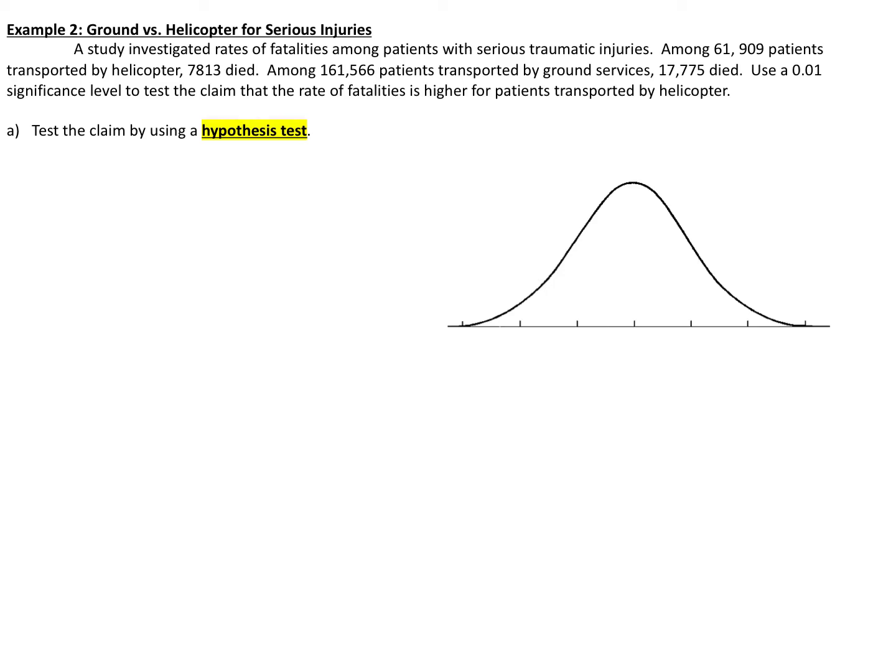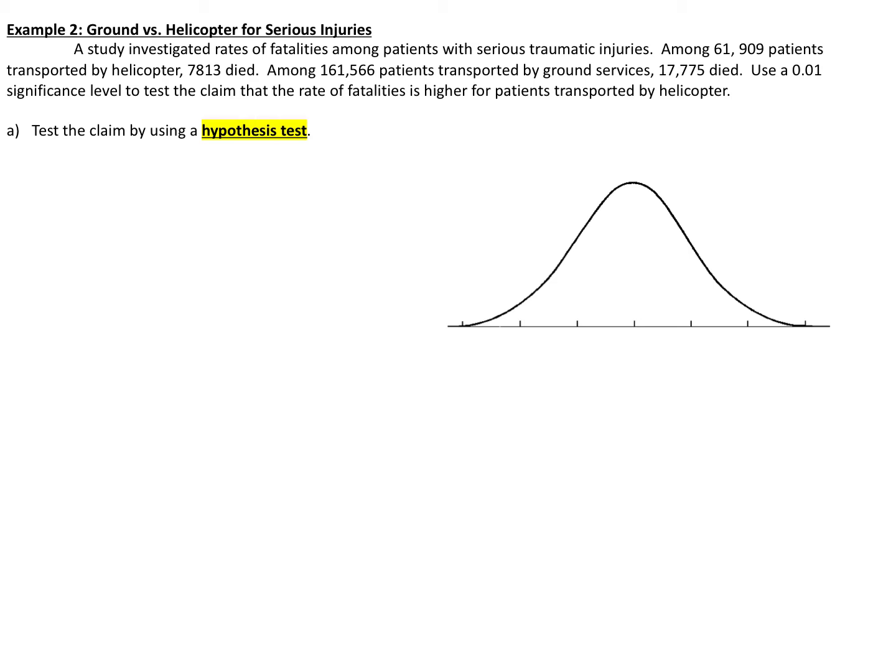In this example, we're going to do a hypothesis test to test a claim where we have two independent samples. So here we have a study where we want to investigate the fatality rate among patients who have serious injuries when they're transported by helicopter versus being transported by ground. So what we're going to do is test the claim that the fatality rate is actually higher for those patients transported by helicopter using a 0.01 significance level.